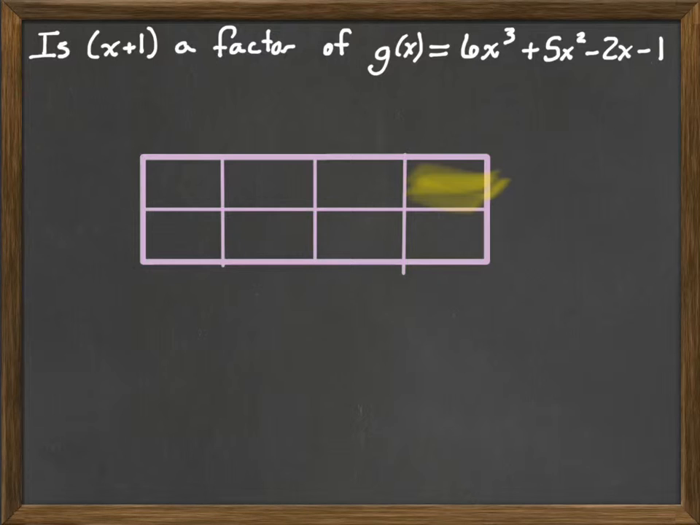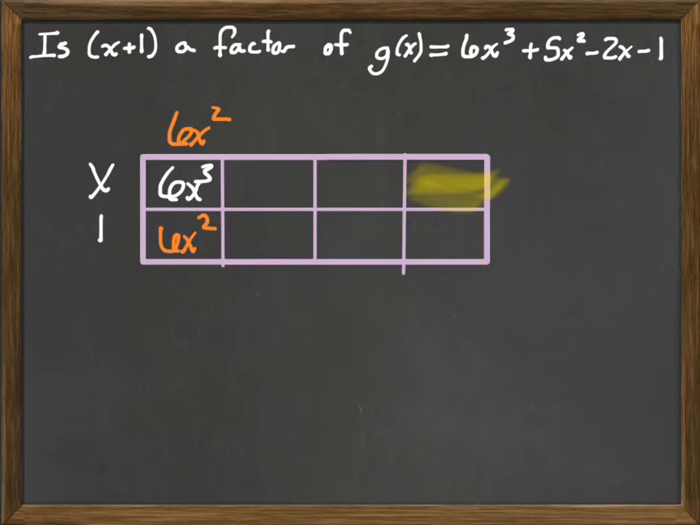So we're trying to figure out x plus 1. Is it going to divide evenly into that polynomial? What would I put in the first box? 6x cubed. And so when I check that for division, what would I end up multiplying by to get to the next box? 6x squared. And so that's what we factor out.